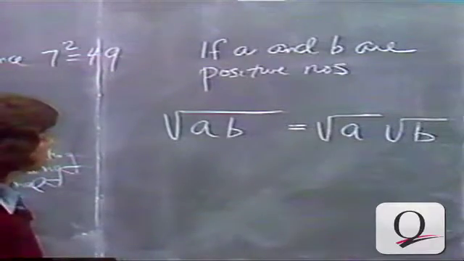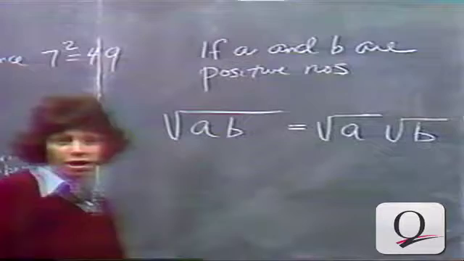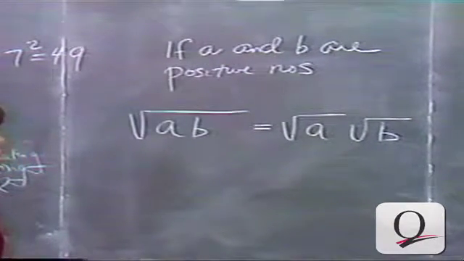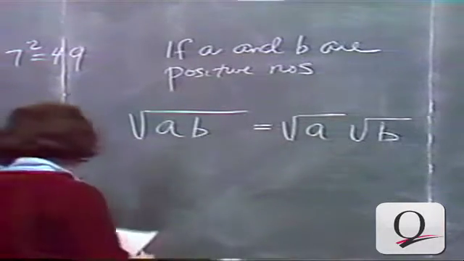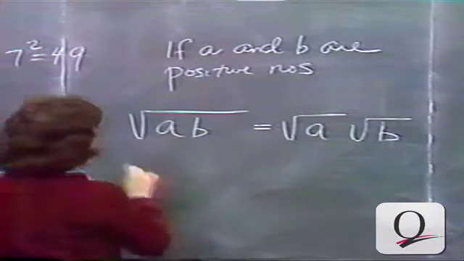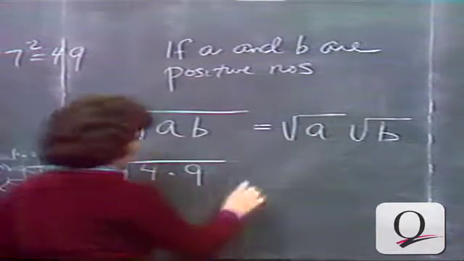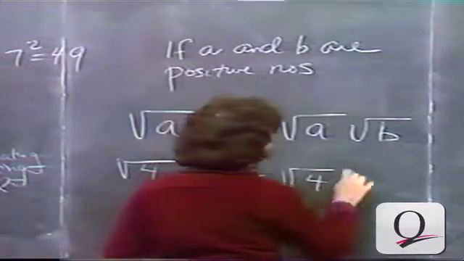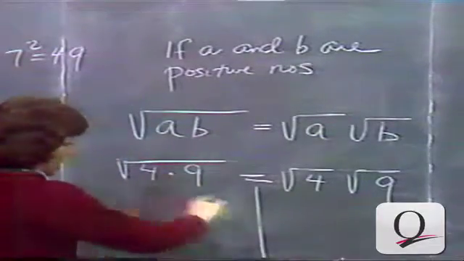A and b have to be positive numbers, or else I would be taking the square root of a negative number. We've already discussed that. We're not going to be doing that. You can't do that in the real numbers. Okay, as a verification of this, rather than a proof, let us look at the square root of 4 times 9. According to this rule, this should be the square root of 4 times the square root of 9.